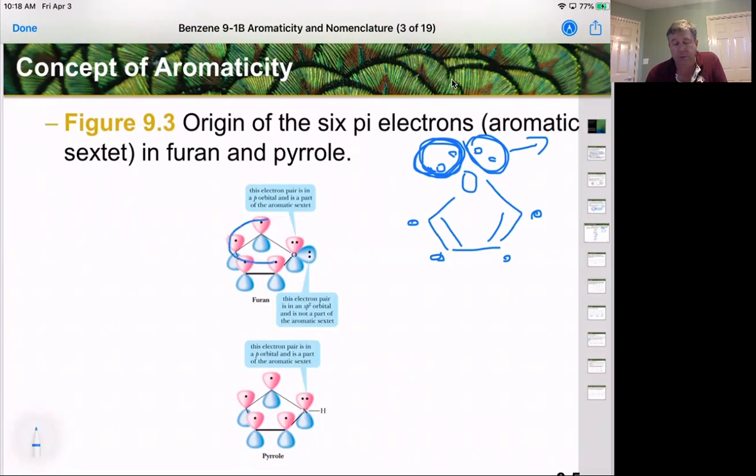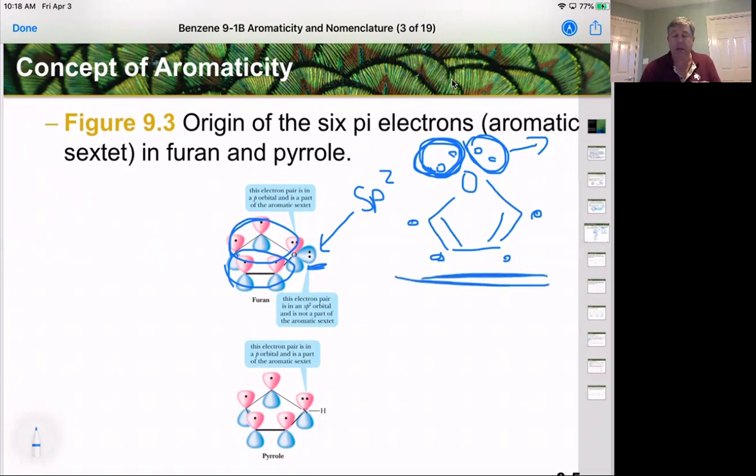We end up with a total of 6 electrons to make our aromatic ring. We still have a ring, it's still flat. And then we have the last two electron pairs in an sp2 hybridized orbital to give us our total octet for each of the molecules. So furan here is a perfectly aromatic system, okay? But it only has a 5-membered ring, okay?